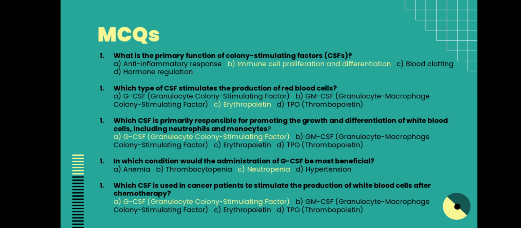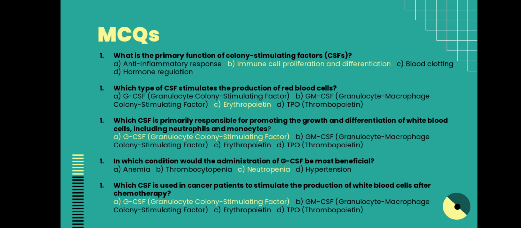Second, which type of CSF stimulates the production of red blood cells? GCSF, GM-CSF, erythropoietin, or TPO. So if the production of red blood cells is asked, the most appropriate answer will be erythropoietin CSF.